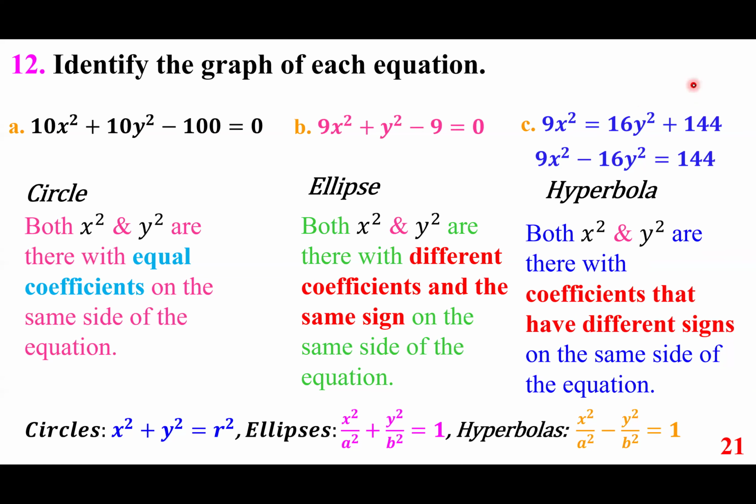So in short, when you have x squared as well as y squared, it is one of the three. If x squared and y squared have identical coefficients on the same side, it's a circle. If they don't have the same coefficients, but they have the same sign on the same side, it's an ellipse. If they have different signs, one is positive, one is negative, doesn't matter which one, it's a hyperbola.